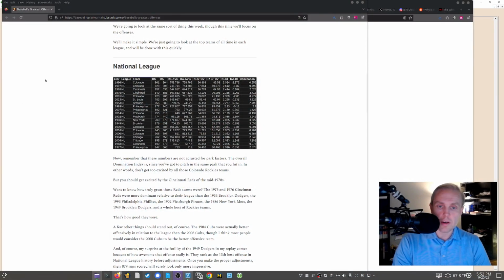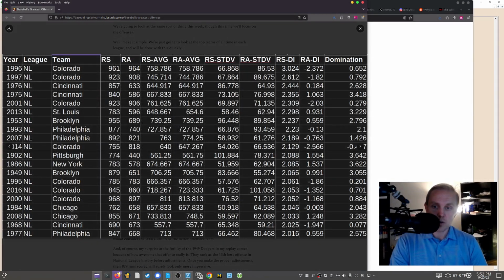So we'll open up the screen here and take a quick look at this. This is from the National League, and these are the numbers. You can see here I have both the runs scored and runs allowed standard deviations, or what I call the Domination Index. I like the idea of Domination Index better than SD score because SD score doesn't really tell you much. What we're really measuring is domination, in the sense of how much of an outlier this team was.